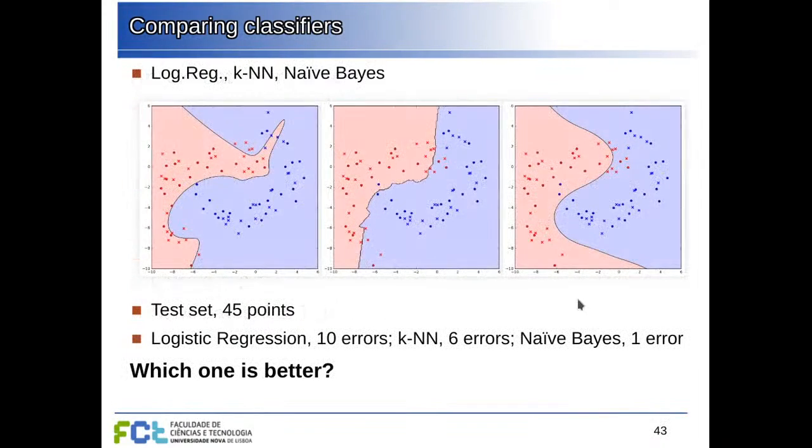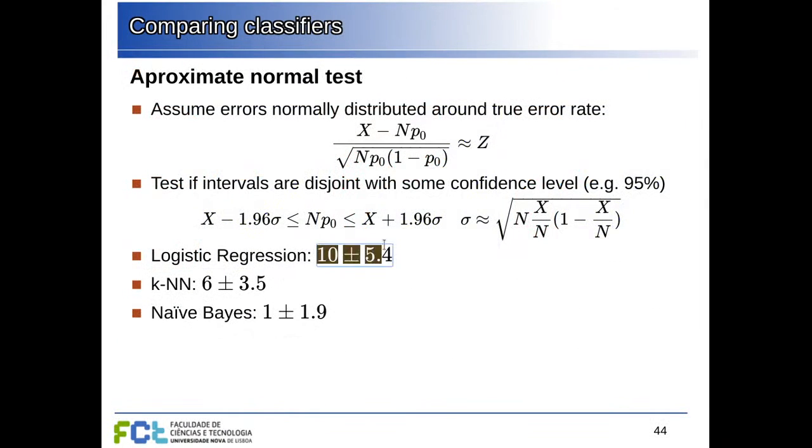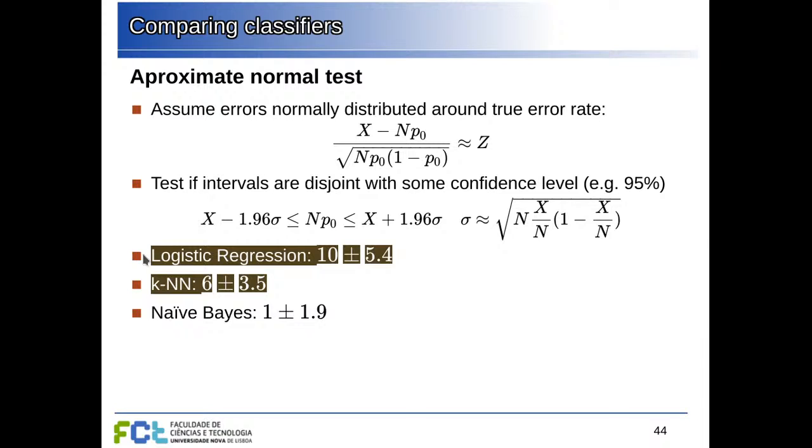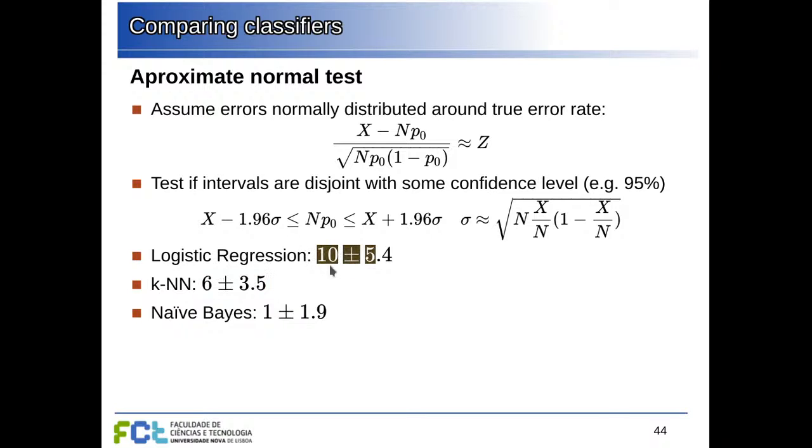If we apply this to our three classifiers, we see that for logistic regression, the actual true error with 95% confidence should be somewhere between 5 and 15. For K-nearest neighbors, between 3 and 9, because this is plus and minus that value, and this one between 0 and 2, something like that. So this is an approximate estimate, and from this we can see that there is really no significant difference between these two, because there is an overlap of these intervals. So it's possible that they actually have the same true error, and it just happened by chance that they made different mistakes in this case.